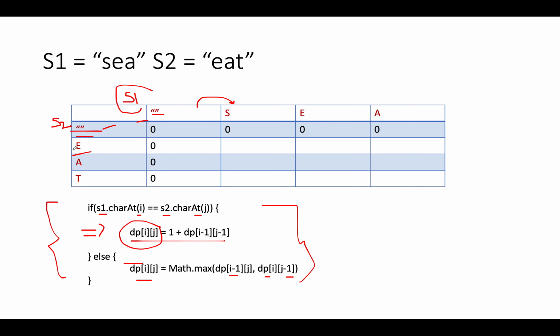So the first character in S2 is E, and the first character in S1 is S. Is the equality still matching? The equality condition doesn't hold true for E and S. So what we'll look at is the max of these two values, i minus 1, j and i, j minus 1. This signifies i, j minus 1, and this signifies i minus 1, j. So the maximum of these two values is 0, so we'll make it 0. Let's move on to the next iteration.